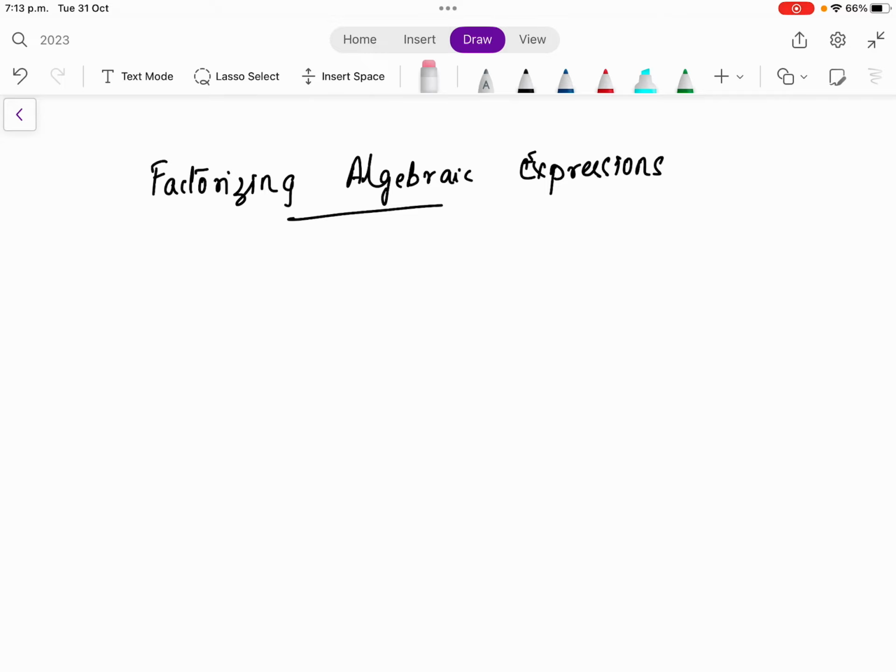For example, if it is 2x square minus 4xy, you can see that 2 and x are common here, so I just put 2x outside, and then I will have x minus 2y here. So this is just by trying to find the common factors and then taking them outside.